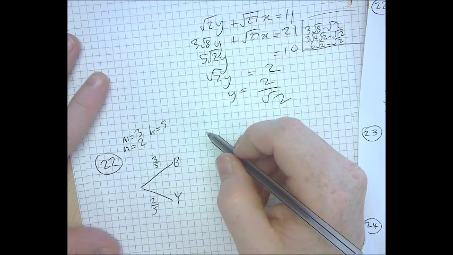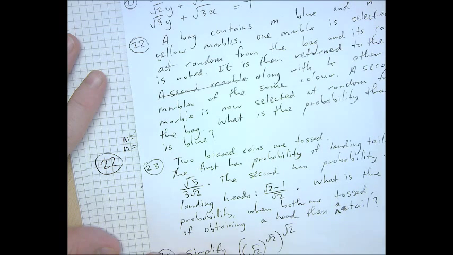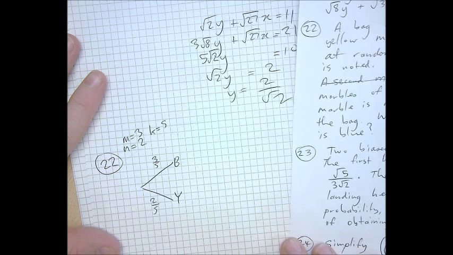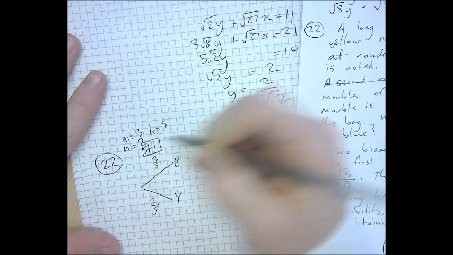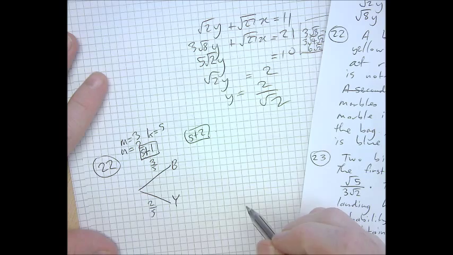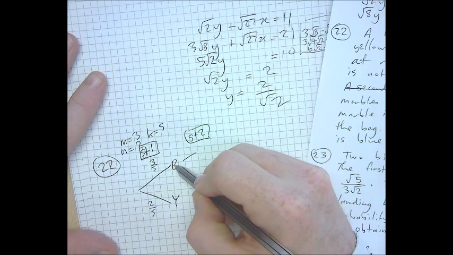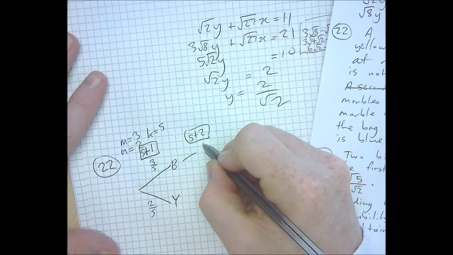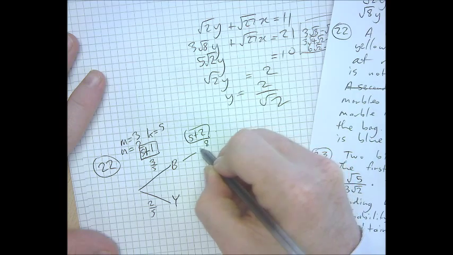Then come K other marbles of the same colour. So this is stage 1. This is stage 2. So K for me is 5. So if I picked a blue, then it's now 5 blues that get put in. So it's 8 out of 10.